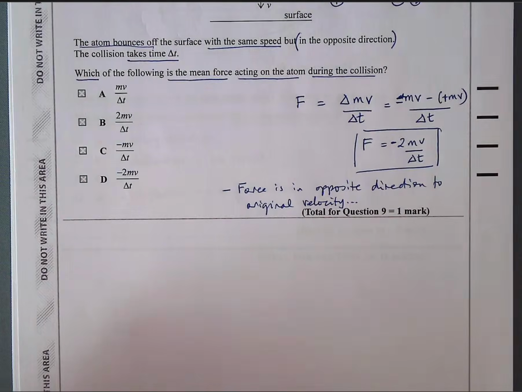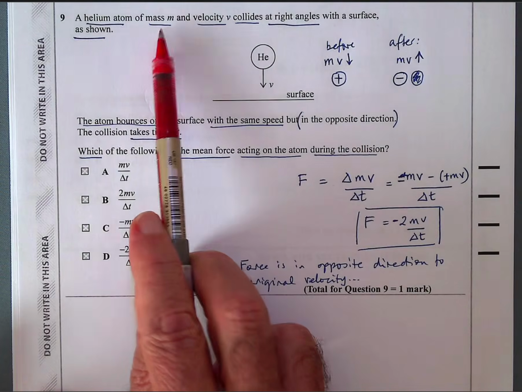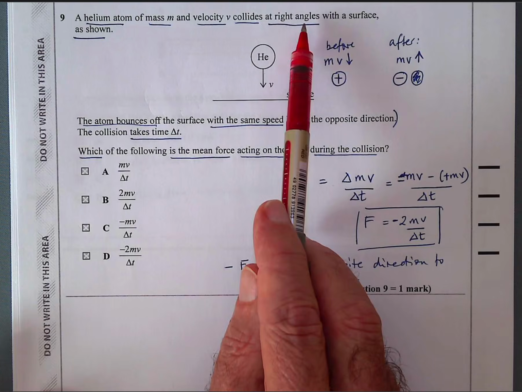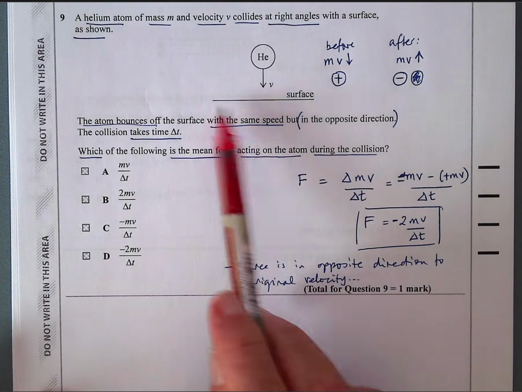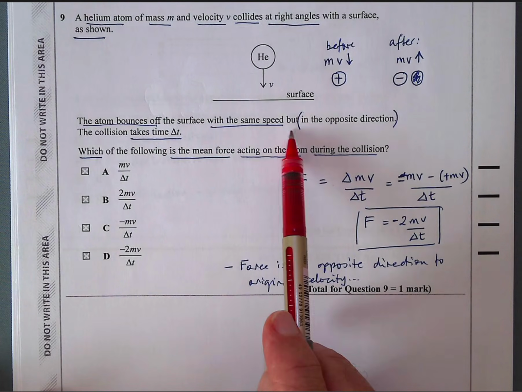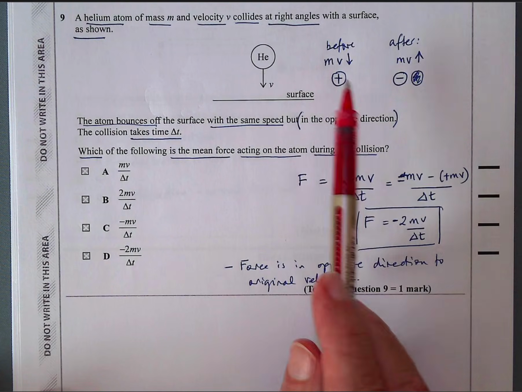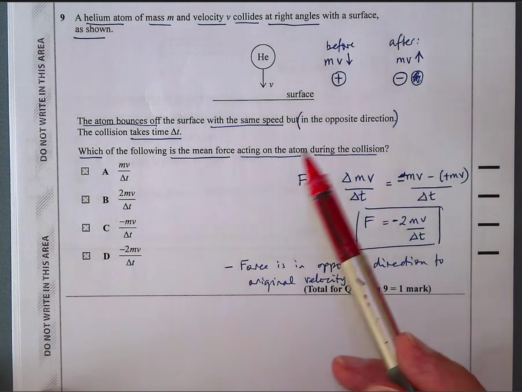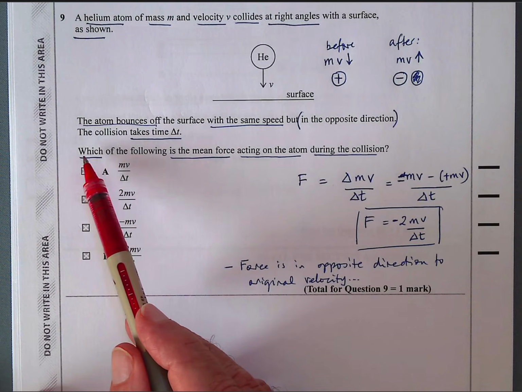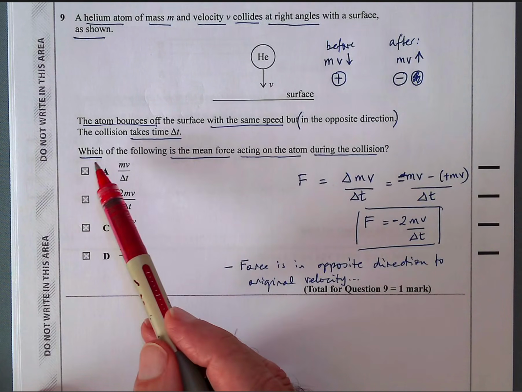Question 9 is about change in momentum. It says a helium atom of mass m and velocity v collides at right angles, so you don't have to do any resolution, with the surface as shown. Here's a surface, and it bounces off the surface with the same speed but in the opposite direction. So the only thing is, how do you decide on what is the positive direction and the negative direction in this question? Once you do the maths, the magnitude is easy. It's just a matter of then deciding which one it is.